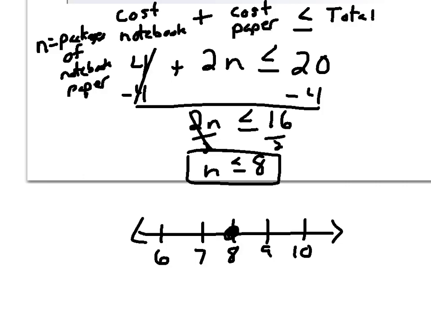Now I need to shade which way. So again, I need to figure out, would 7 be less than or equal to 8, or would 9 be less than or equal to 8? And the answer is 7 would be less than or equal to 8, so I'm going to shade this way nice and dark. And there's the graph for the solution.